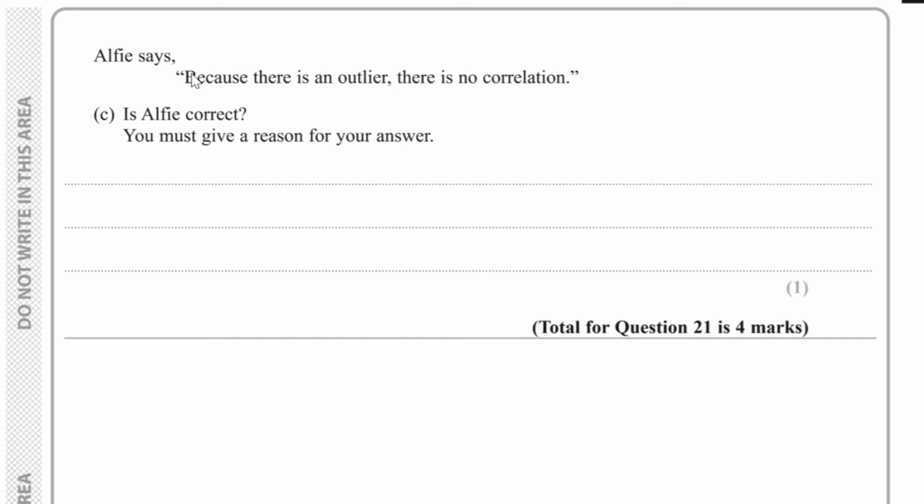And then Alfie says, because there is an outlier, there is no correlation. Is Alfie correct? You must give a reason for your answer.